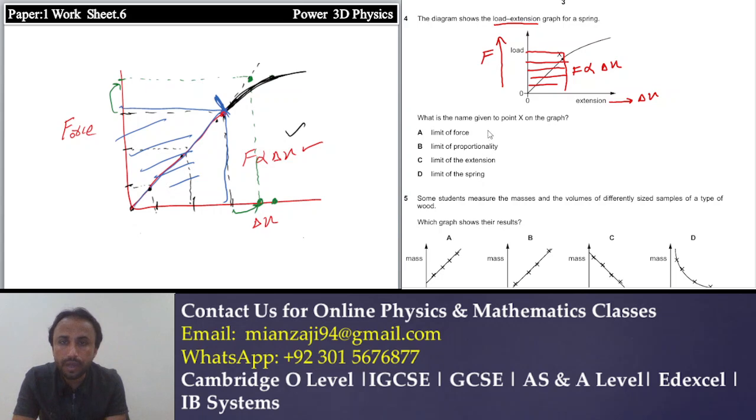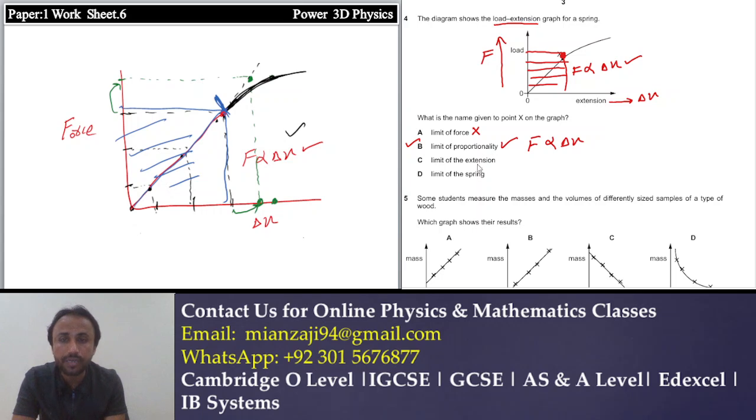Now we will find out the right answer. What is the name given to this point X? This point X is actually the point up to which this relation is valid. So what is the name given to the point X on the graph? Is this the limit of force? This is not the limit of force. We can apply force beyond that point. Limit of proportionality: it is the limit of proportionality that explains force and delta x are directly proportional to each other. It means this is our right answer.